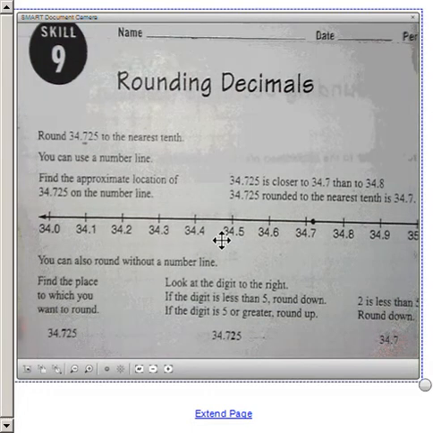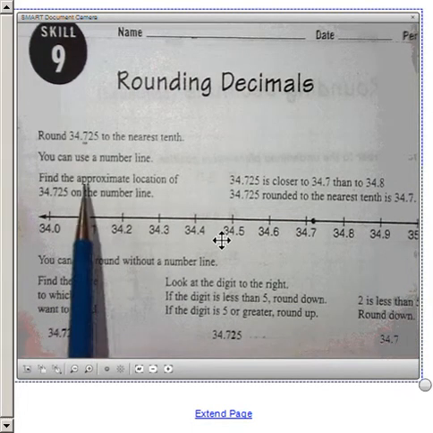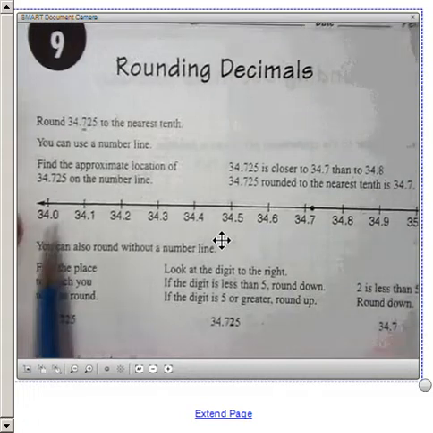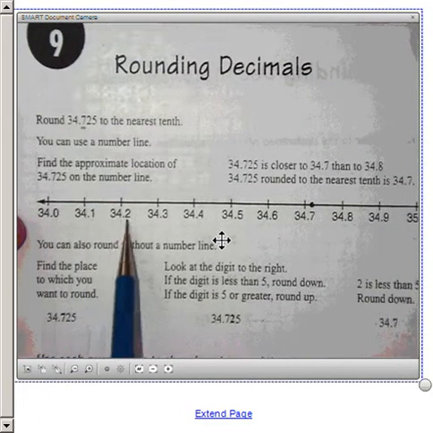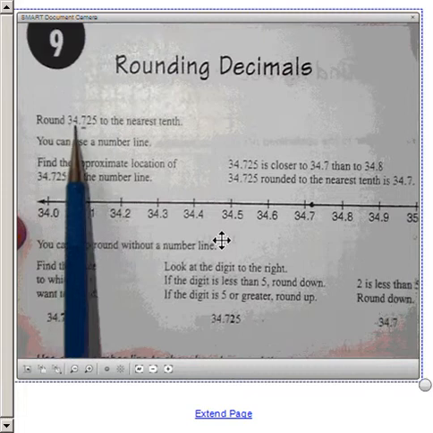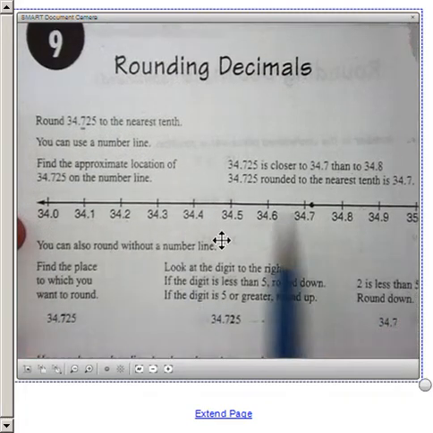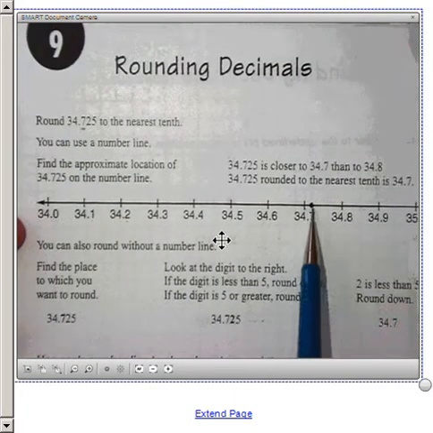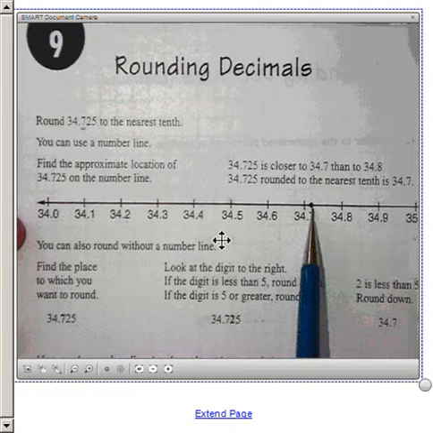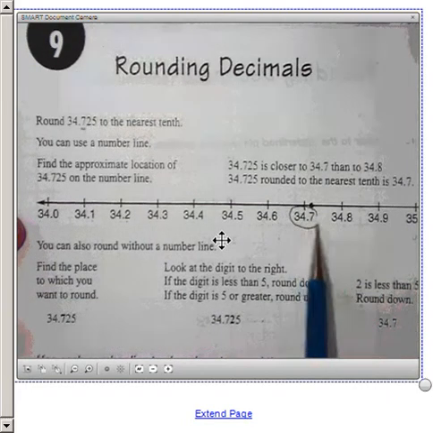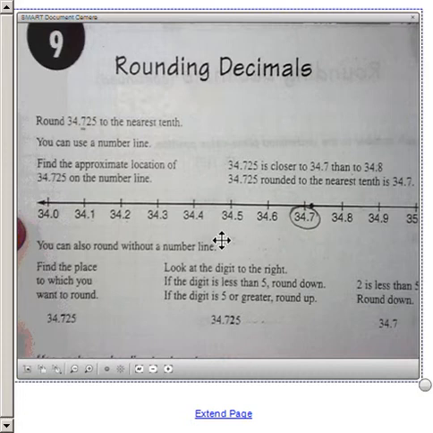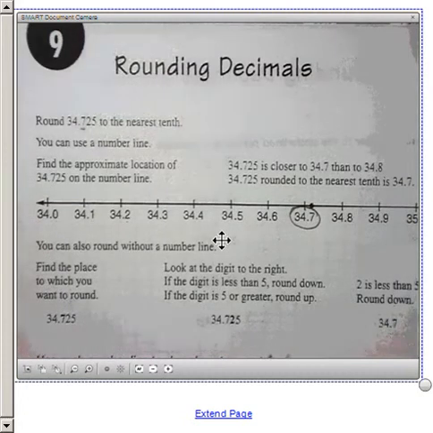Here's the first way to do that. We can use a number line. So we've got a number line right here that's 34.0, 34.1, 34.2. We need to go all the way up to 34.7. So 34.7 is right here, and it's just a little bit past 34.7. So when we have to round it to the nearest 10th place, we're just going to circle the number that decimal, or that little point, is closest to, just 34.7. That's one way that we can do this.